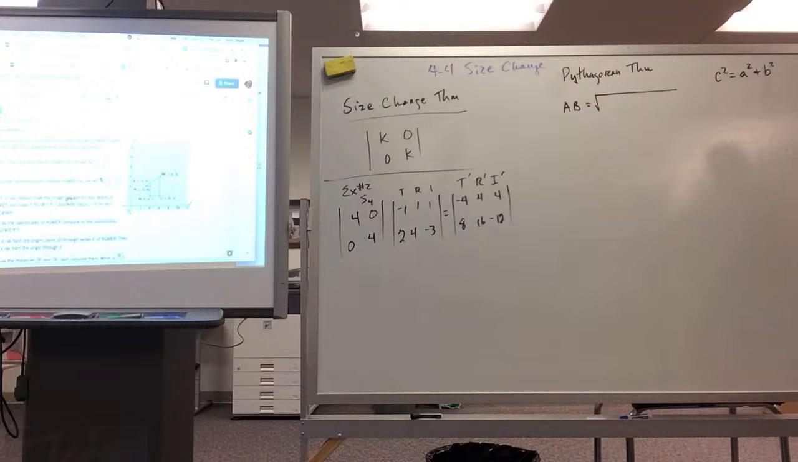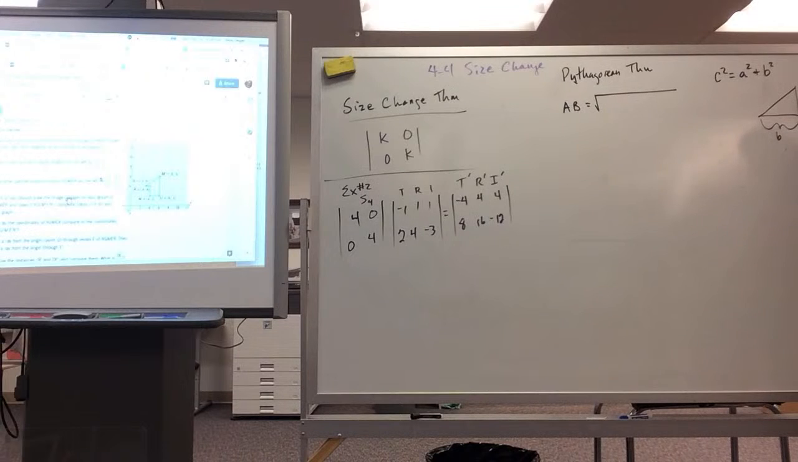So if you're on the coordinate plane, a triangle is going to have a vertical change and a horizontal change. And that vertical change you could think of as A, and you could think of the horizontal as B, or vice versa. It doesn't matter.